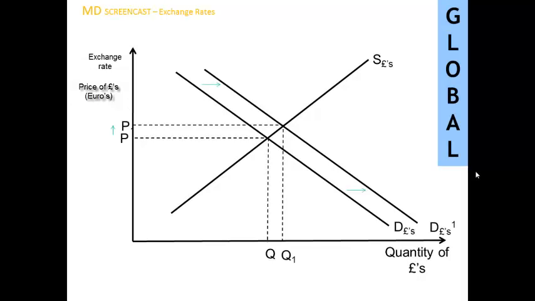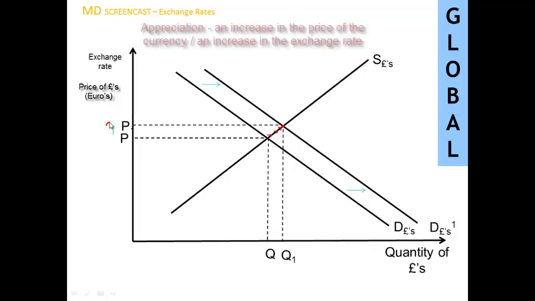The effects of an increase in demand for pounds can be shown by a shift of the demand curve to the right. It leads to upward pressure on the exchange rate, and there's an extension of supply. The new market clearing equilibrium will be at the higher price of P1. There's been an appreciation of the exchange rate.